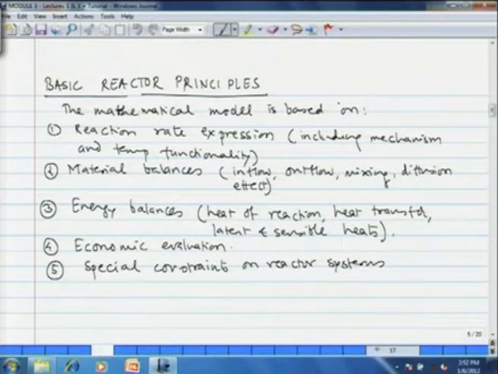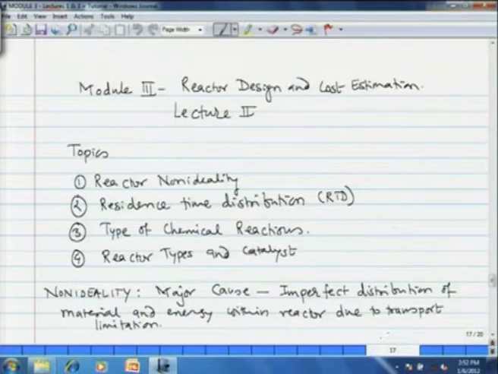In this lecture, we take this theme further and see the topics of reactor non-ideality, the residence time distribution, types of chemical reactions, and reactor types and catalysts. The reactor non-ideality, the first topic.